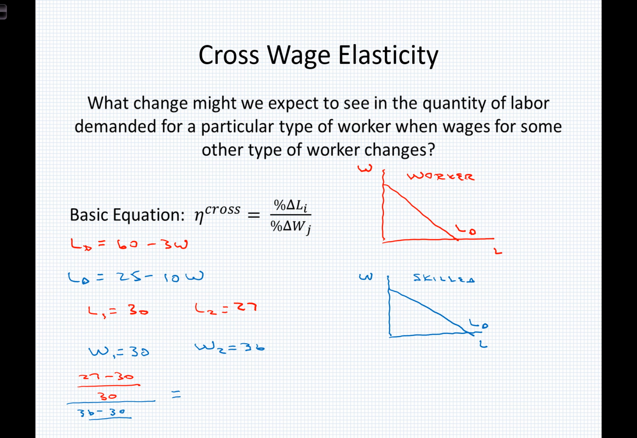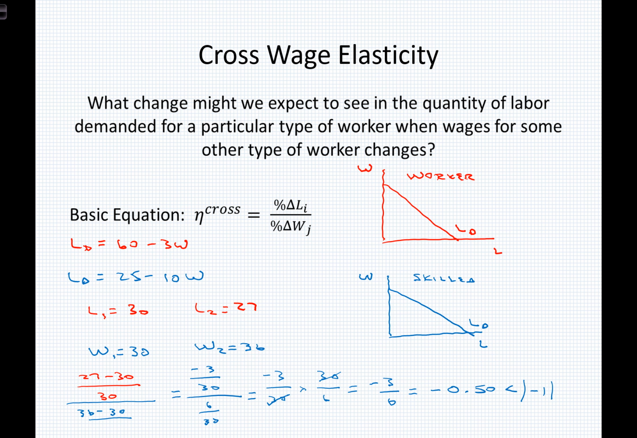Which is going to then yield for us negative 3 divided by 30, divided by 6 divided by 30. To simplify this, negative 3 divided by 30 times 30 divided by 6. Well, this becomes even easier than we thought. We can just cross those out, or negative 3 divided by 6. Or we're looking at this and saying that this would be negative 0.50, which is clearly less than the absolute value of negative 1.